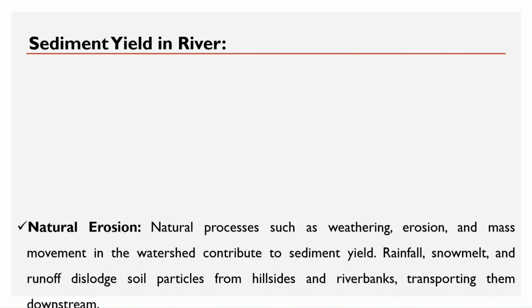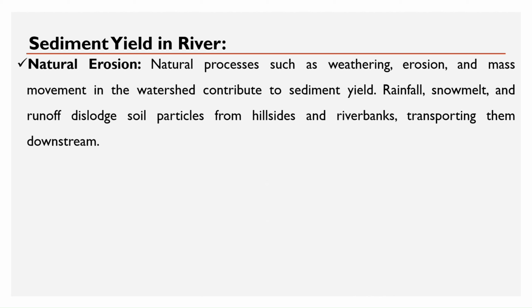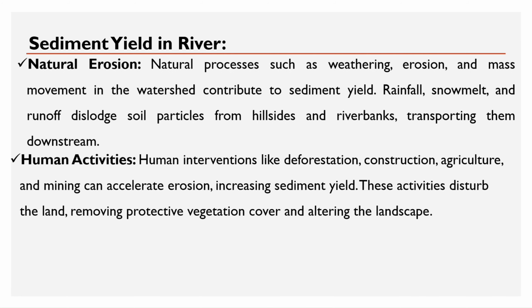Natural erosion. Natural processes such as weathering, erosion, and mass movement in the watershed contribute to sediment yield. Rainfall, snowmelt, and runoff dislodge soil particles from hillsides and riverbanks, transporting them downstream. Human activities. Human interventions like deforestation, construction, agriculture, and mining can accelerate erosion, increasing sediment yield. These activities disturb the land, removing protective vegetation cover, and altering the landscape.